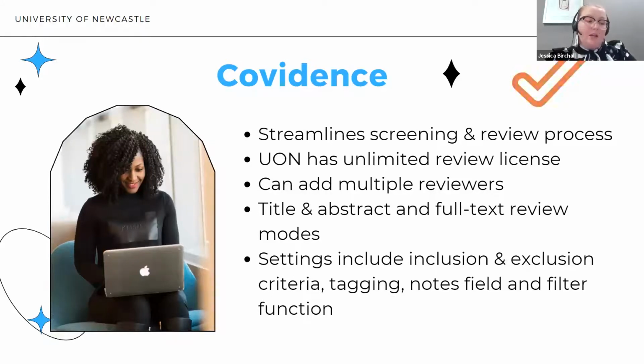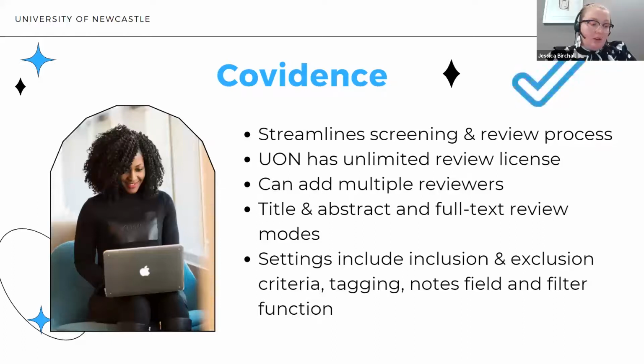So there are screening tools out there to help you through this process, and that's why I've brought up this slide relating to Covidence. So the university has a license to Covidence, which is a web-based tool that streamlines the screening and review process of systematic and scoping reviews. It supports title and abstract and full text screening, risk of bias assessment, the extraction of study characteristics and outcomes, and the export of data and references.